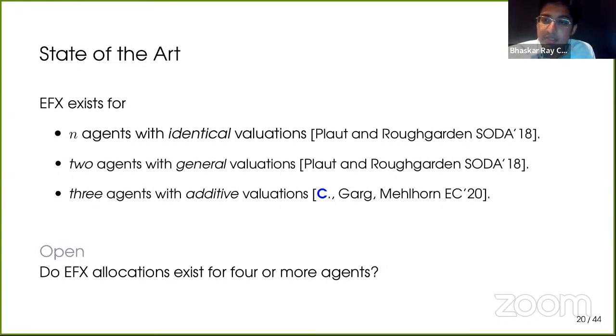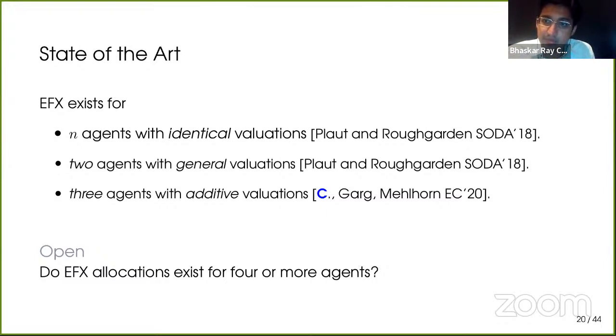When there are three agents with additive valuations, where additive valuations are the extension of linear valuations in the discrete setting, where the valuation on a particular set is the sum of valuations of the items of the set, and this is also the most well-studied class of valuation functions, EFX allocations exist, and this is one of our results. It is a very involved result, not an easy proof. It's a technically complicated proof, and I'll briefly mention the difficulties that we overcome later in the slides. But starting from 4 or more agents, the question is open.